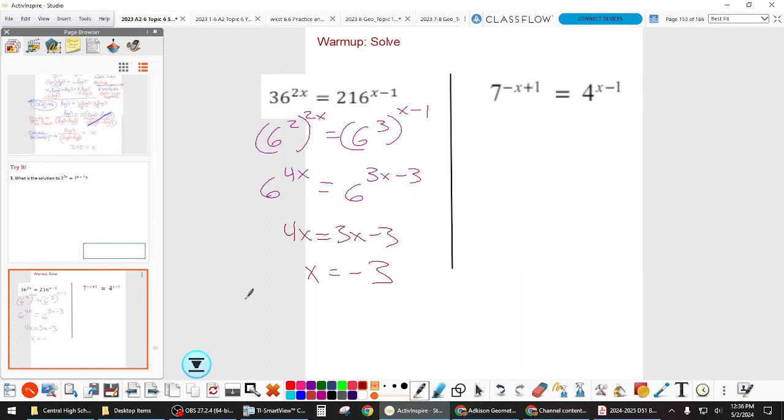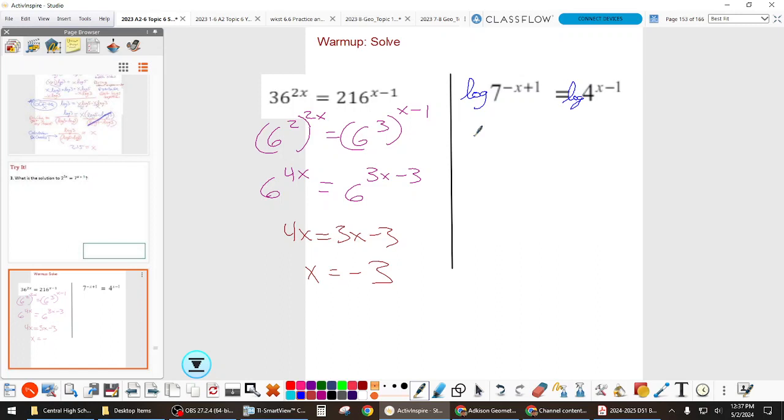Do you have to do it this way? You could do it the way that we're about to do that one as well. It's just more work, but you could. So this one, bases are obviously not going to be made the same, not 7 and 4. And so we've done log of both sides or natural log, either one.